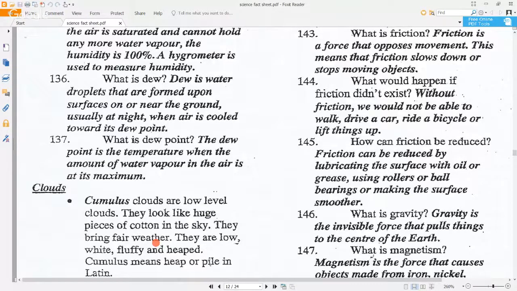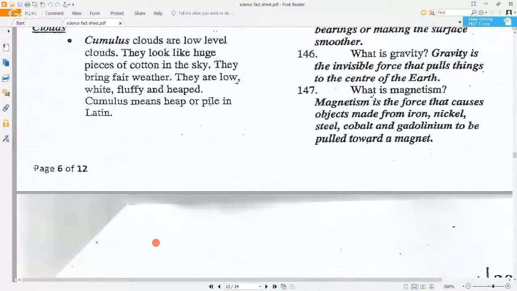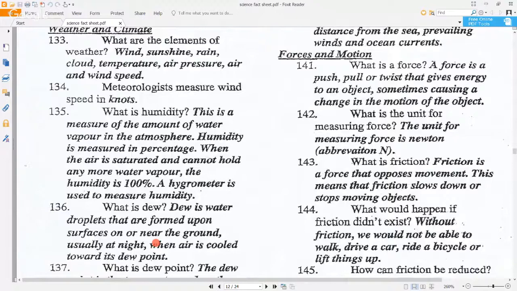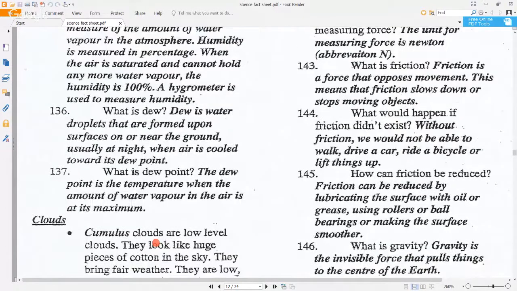So we move on now to clouds. Cumulus clouds are low-level clouds. They are like huge pieces of cotton in the sky, and they bring fair weather. They are low, white, fluffy, and heap. Cumulus means heap or pile in Latin.